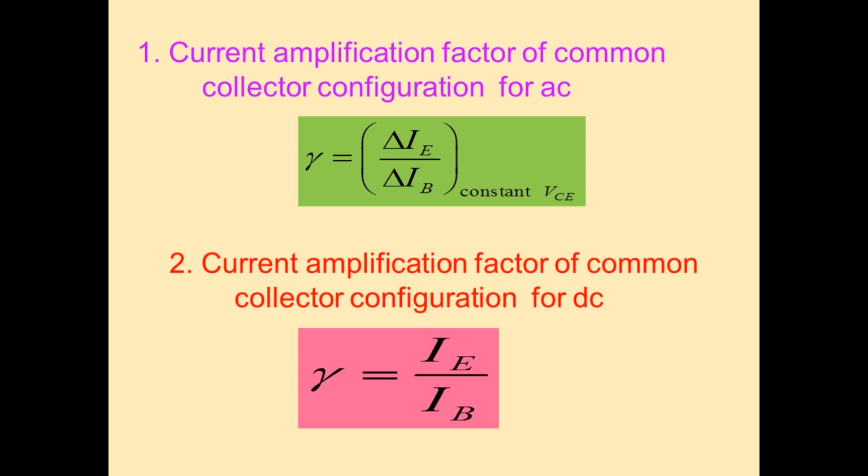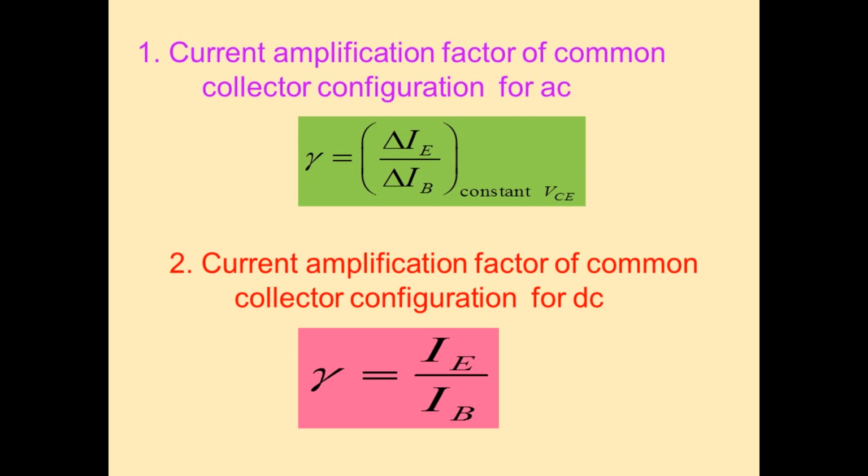Next one, the current amplification factor for DC in CC configuration. So we consider the direct values of IE and IB. The ratio of emitter current to the base current is defined as current amplification factor for DC in the case of common collector configuration, denoted by gamma.